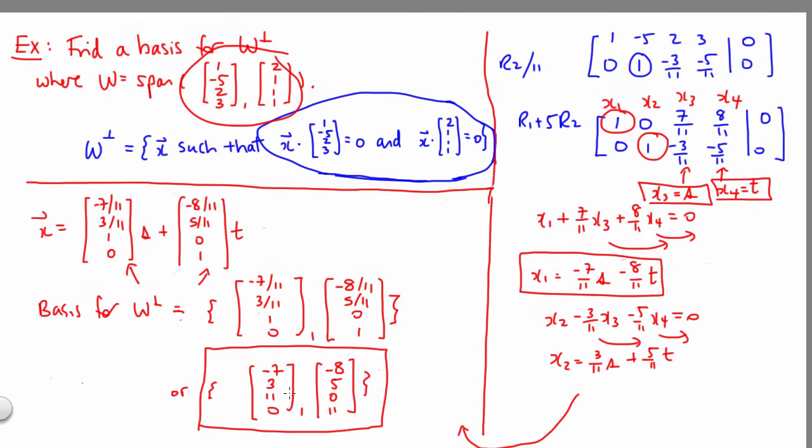If you want to check your work, you could look back at the original setup up here and just check that each of these two basis vectors here is orthogonal to both of the original basis vectors. So you can check all four possible dot products here, check that they all come out to 0, and then we're reasonably assured that we haven't made any arithmetic errors throughout the problem.